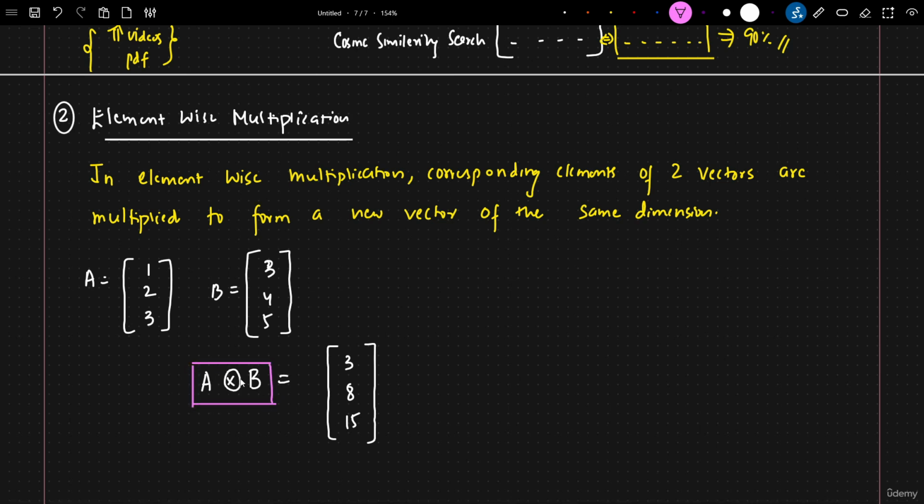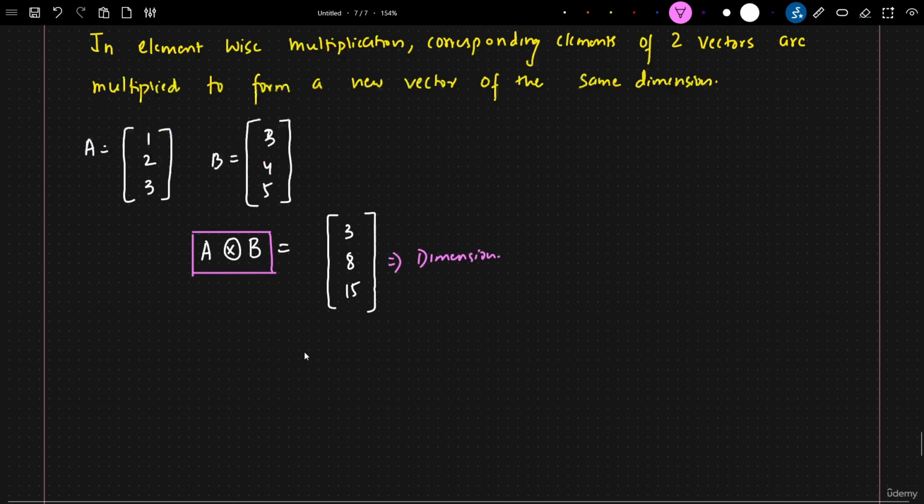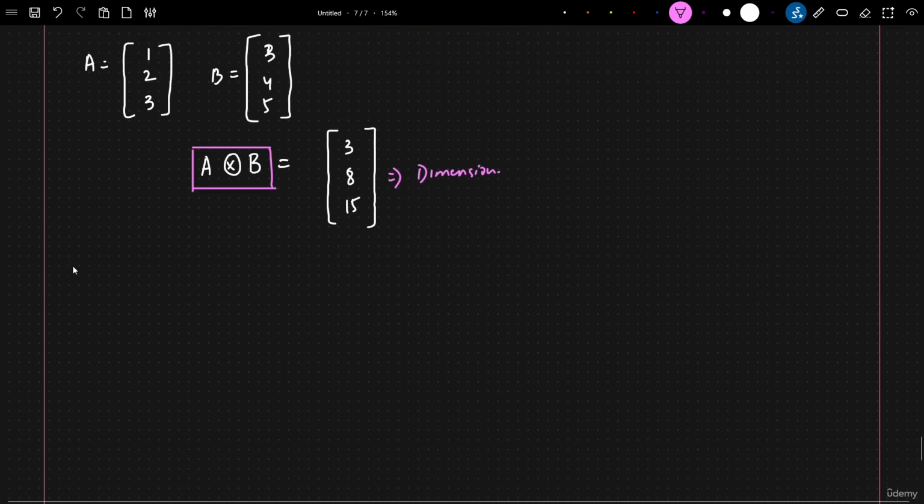This is the notation specifically used for element-wise multiplication. That is the reason it is given the name element-wise. We just multiply the corresponding elements to form a new vector, and the vector will have the same dimension. Previously, we used to get a scalar. Now, why do we specifically use this? Again, with respect to applications in data science, I will talk about it.